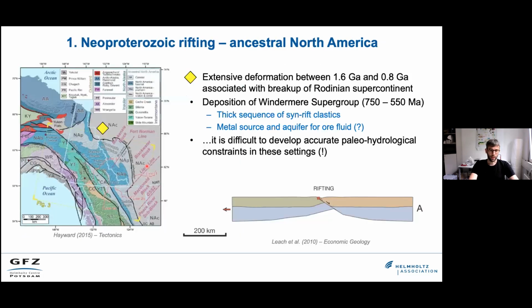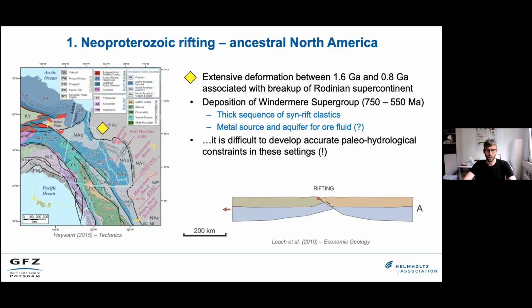So I'll just start by reviewing what we think we know about basin evolution along the Laurentian margin, just as a framework for this. On the left, you see this map again. This time it demarcates the different terranes that make up the Western North American margin. This yellow diamond represents Laurentia, the ancestral margin of Western North America that formed following the breakup of the Rodinian supercontinent back in the late Neoproterozoic.